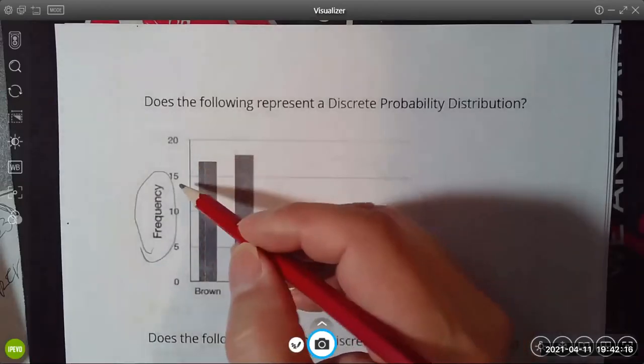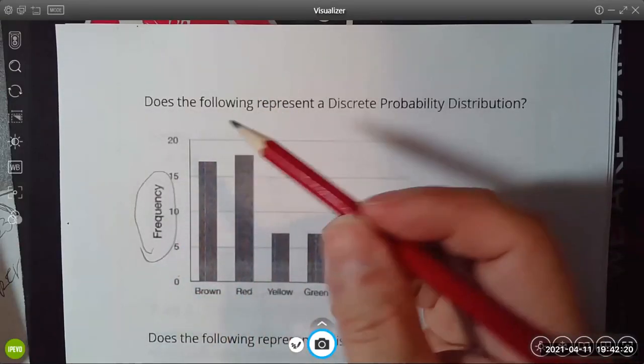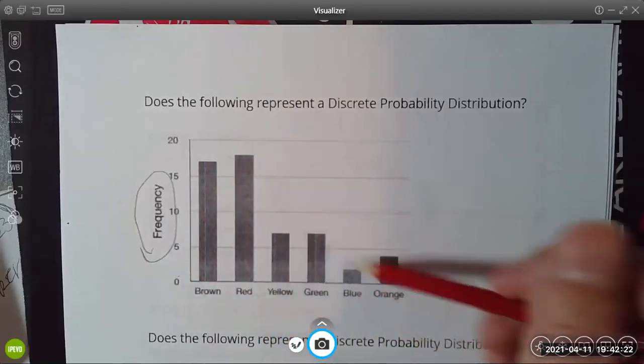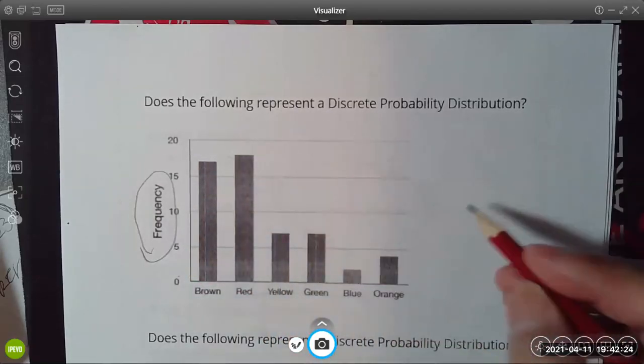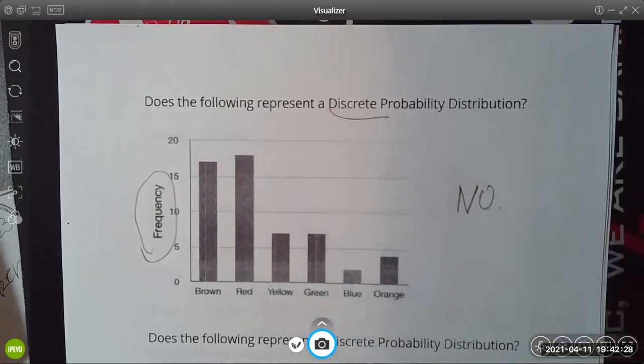Secondly, look at these numbers. Any probability value has to be between 0 and 1. Look at this. Each one of them is way over 1. So this is not a probability distribution, let alone a discrete one. It's not a probability distribution in the first place.